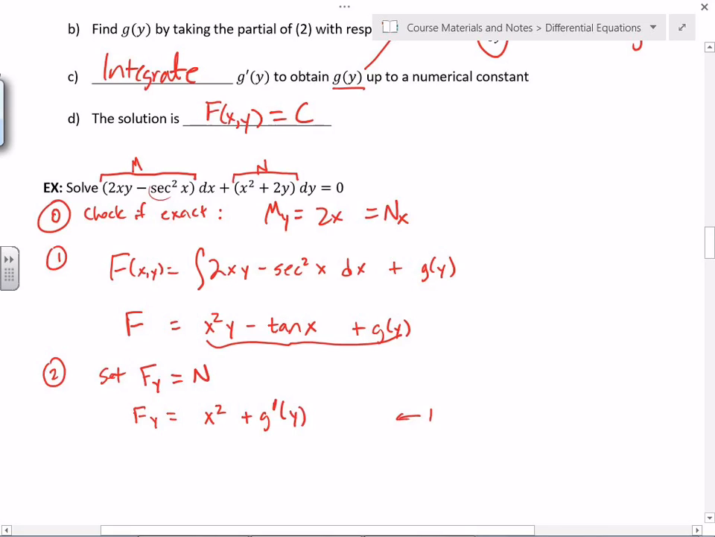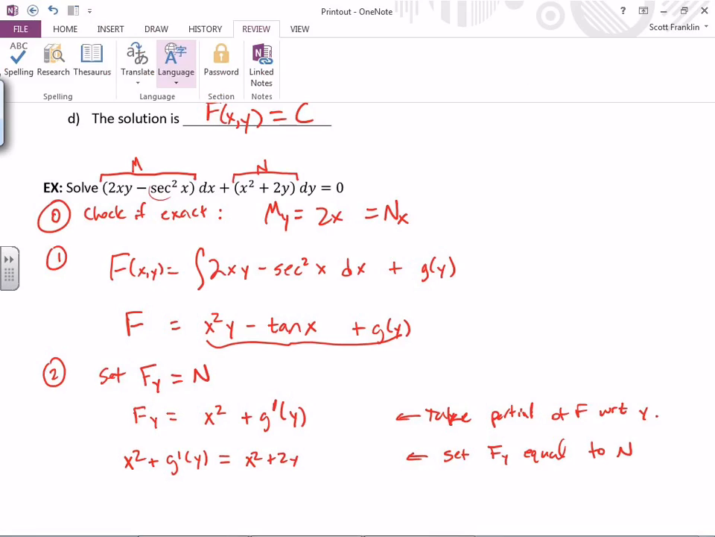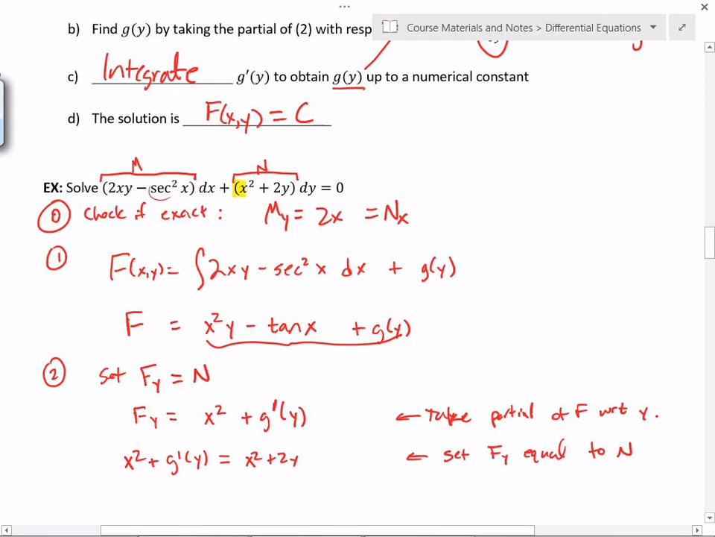Okay, so again, what I'm doing right here is taking the partial of f with respect to y. And now here what I'm going to do is set that equal to n, x squared plus 2y. Set f sub y equal to n. I've taken this here, put it right there. And I've taken this here and put it right there.